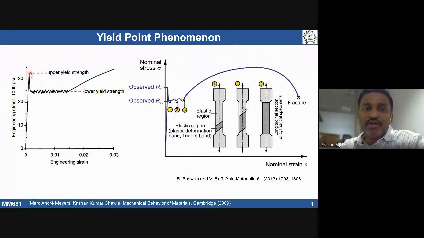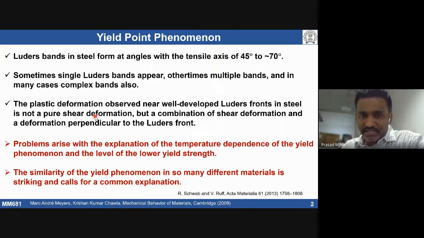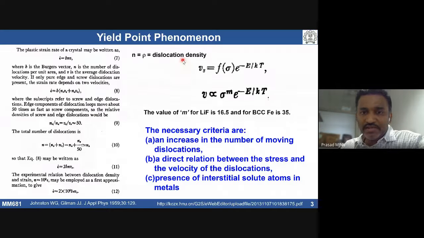The drop in yield stress we are talking about has been explained by Johnston and Gilman. I'll come back to that theory. They proposed why there is a drop in the stress of a material during initial deformation. It is explained based on dislocation density, the increasing number of mobile dislocations, and a direct relation between stress and velocity of the dislocations. That can lead to the drop in yield stress of a material.